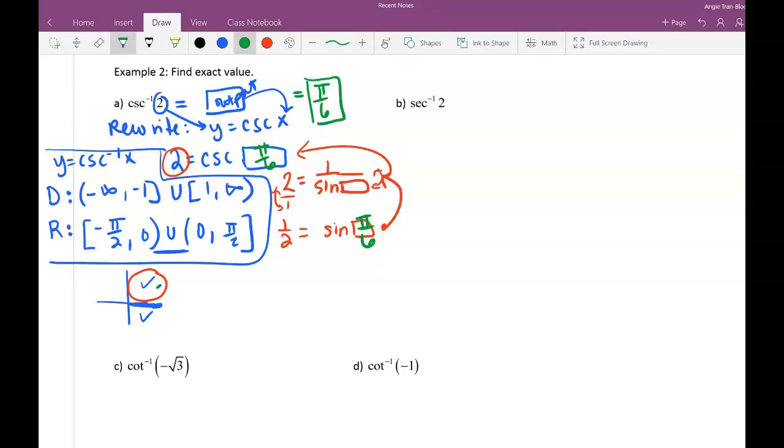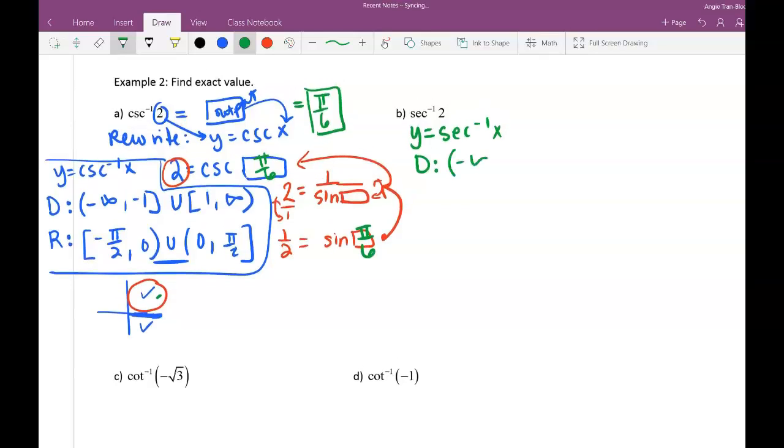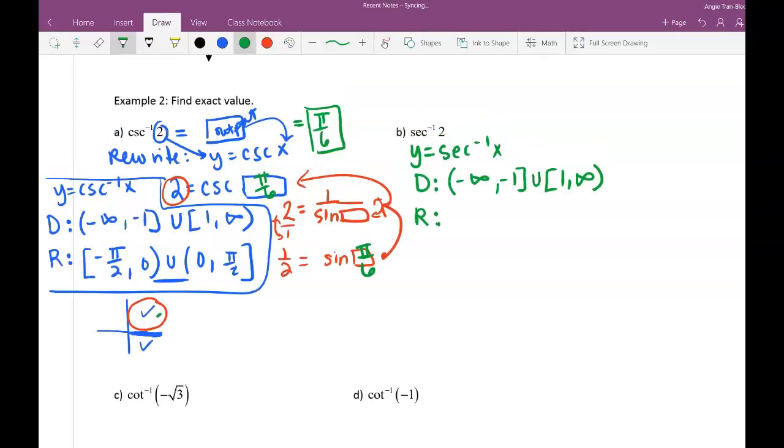All right, now secant inverse of 2. Because this is the first time that we are using secant inverse and cosecant and cotangent inverse, I'm going to write down the equation. y equals secant inverse of x. Can you write down the domain for me? It is exactly the same as cosecant inverse: from negative infinity to negative 1 inclusive, then from 1 to infinity inclusive. The range, do you think it is the same as cosecant inverse? No, slightly different. The range is from 0 to pi over 2, not including pi over 2, union pi over 2 to pi. So this is all of the info we gathered during class.